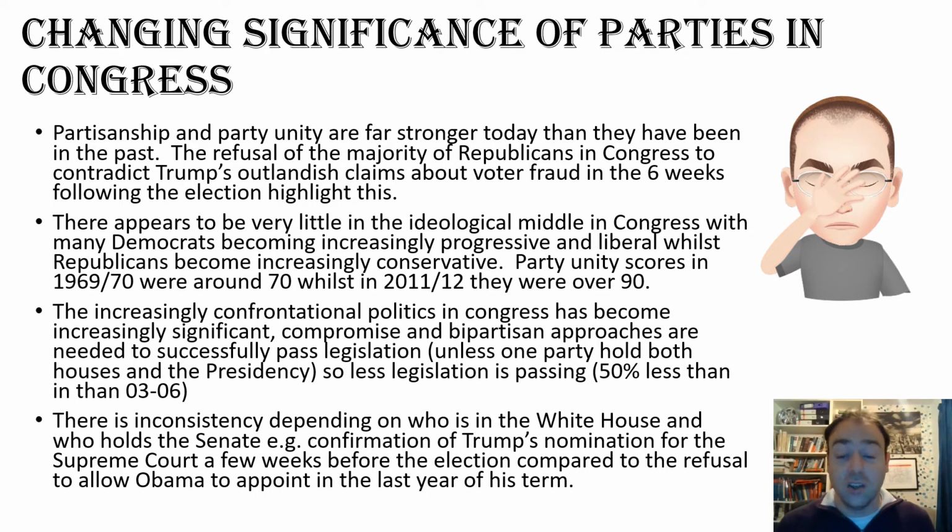There's also increasing inconsistency in terms of the position Congress is taking up on things, depending again on partisan lines. So we see this particularly with whoever's in the White House compared to who controls the Senate. So we've had the Senate controlled by the Republicans for a period of time now. So they confirmed Trump's most recent nomination to the Supreme Court only a matter of weeks before the election, which he went on to lose. Compared to the Senate, which was a Republican Senate, refusing to allow Obama to appoint to the Supreme Court at all in the final year of his time in office.